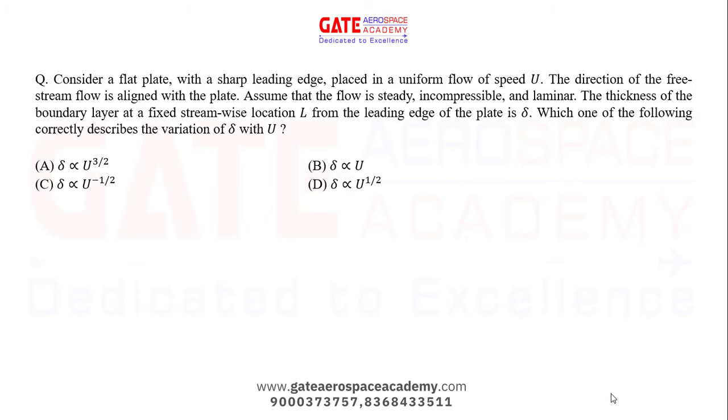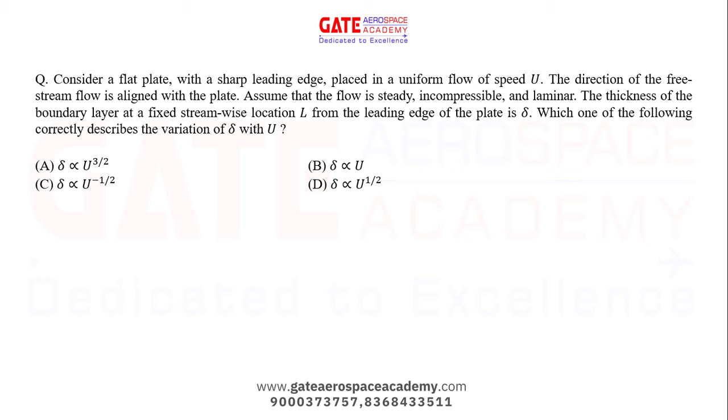Next question. Consider a flat plate with sharp leading edge placed in a uniform flow of speed u. The direction of free stream flow is aligned with the plate. Assume that the flow is steady, incompressible and laminar. The thickness of boundary layer at a fixed streamwise location L from the leading edge of the plate is del. Which one of the following correctly describes the variation of del with u?